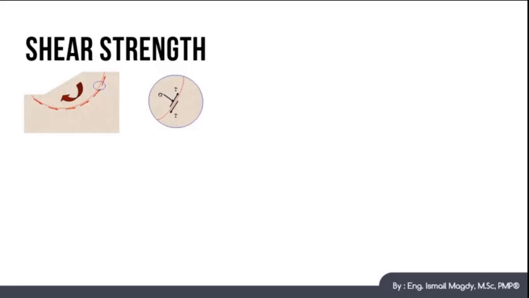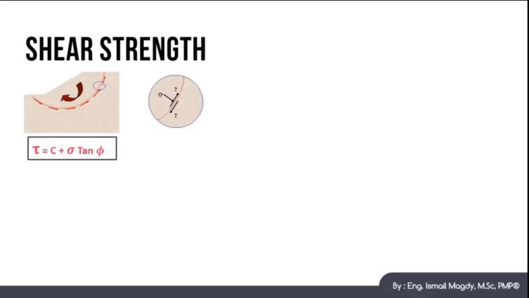The shear resistance at any surface consists of two components. The first one is the cohesion between soil particles, and the second component is the friction force between the soil particles. So the shear resistance could be calculated using the following formula: tau equals C plus sigma tan phi, where tau is the shear stress resistance, C is the cohesion force, sigma is the normal stress perpendicular to the failure surface, and phi is the angle of internal friction.